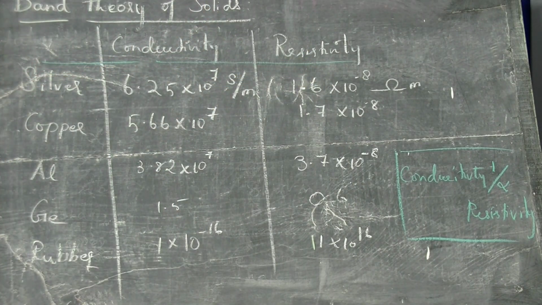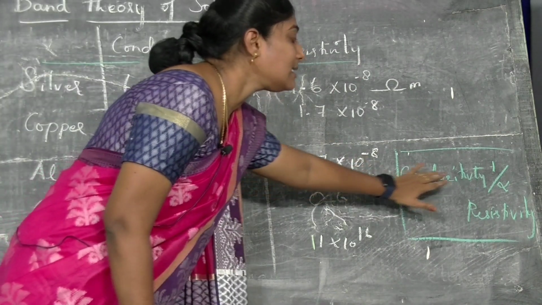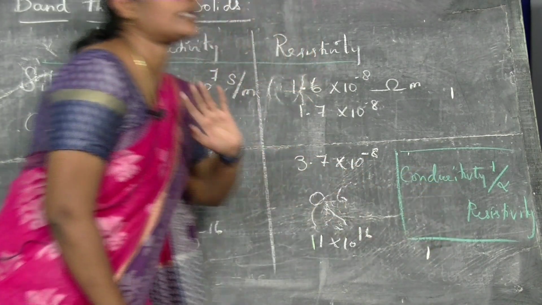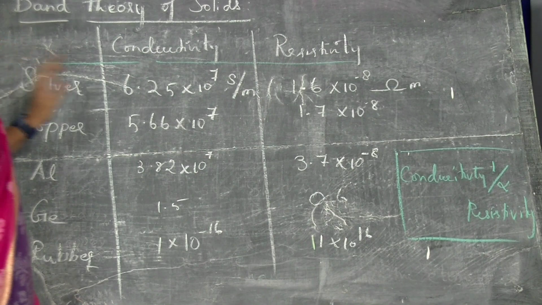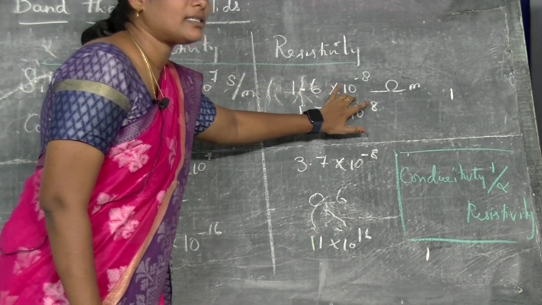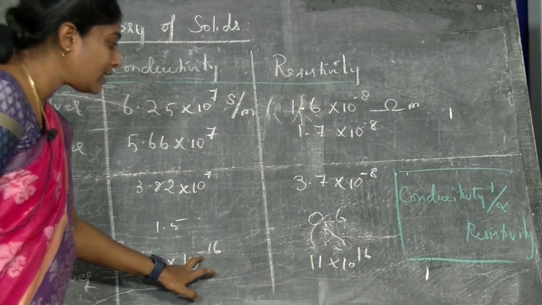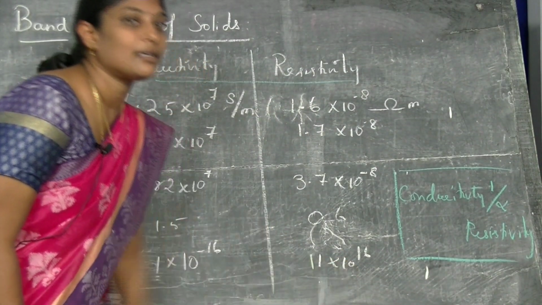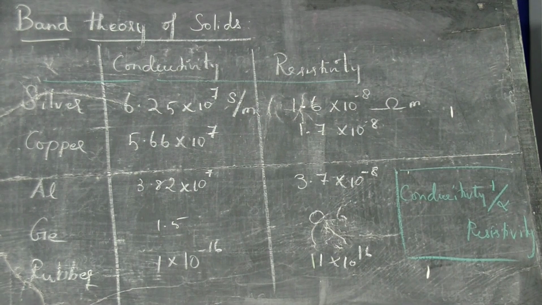So from this table what is concluded? Conductivity is inversely proportional to resistivity. Okay, so as the conductivity increases, resistivity decreases. Conductivity decreases, resistivity increases, right? So from the table we concluded that, right?